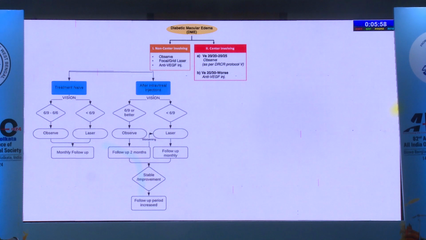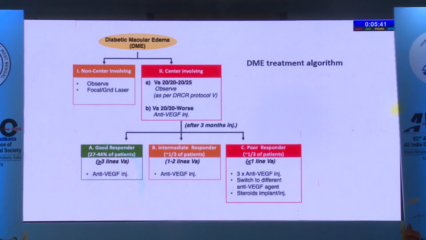A third of them, nearly 26% of them, convert to a center involving in 2 years. And the only risk factor is longer duration of diabetes. So if you have people with longer duration of diabetes, be more watchful for this conversion. If it is center involving, you look into vision. Anything good vision, 6/9 or better, Protocol V of DRCR.net taught us that no need to treat them, you can observe.